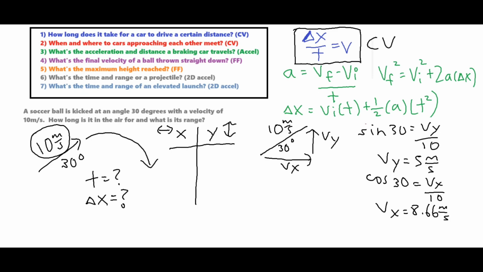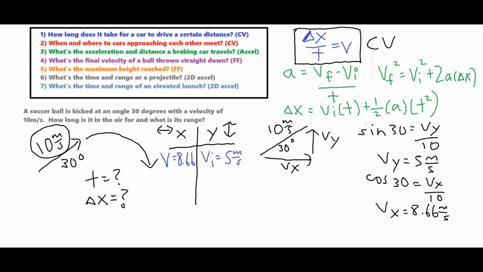All right, now when we slide that into our x and y column, obviously the Vx is going to go over here, 8.66, that is our horizontal velocity. We only need to enter one velocity there because it's a constant velocity. And then for this one, we're going to call the Vy our Vi because it's our initial velocity.